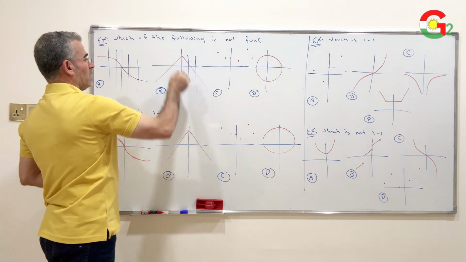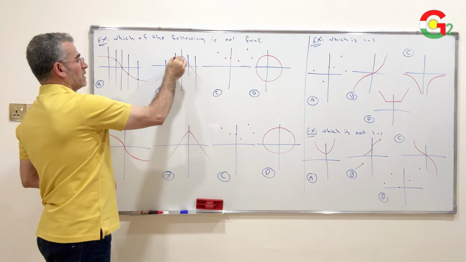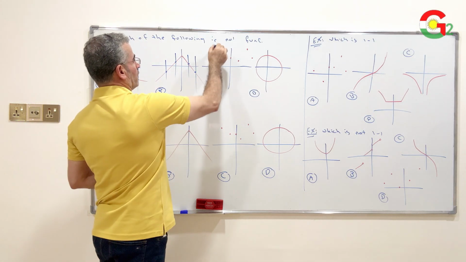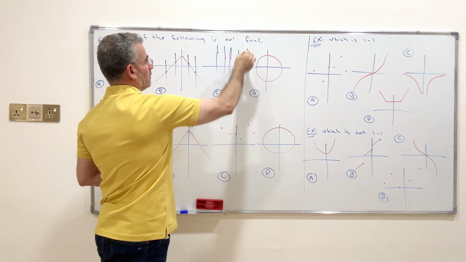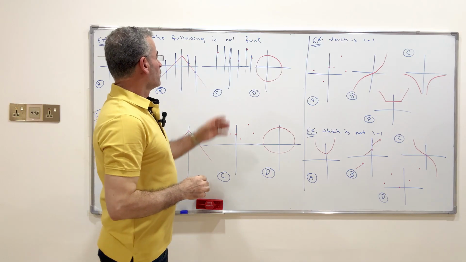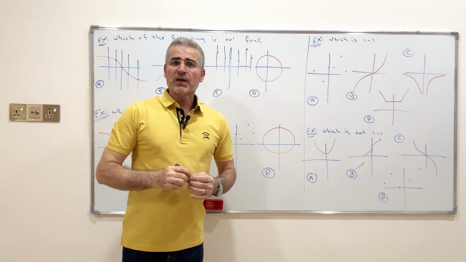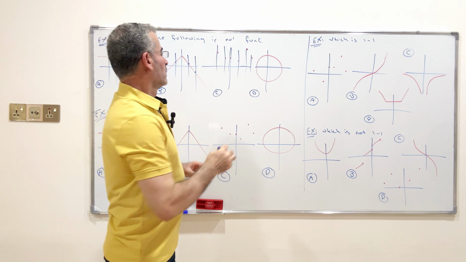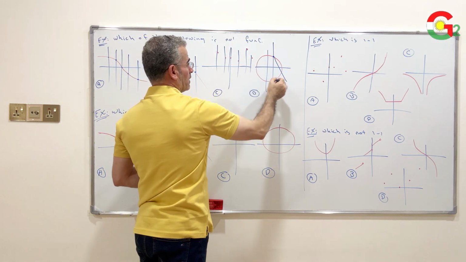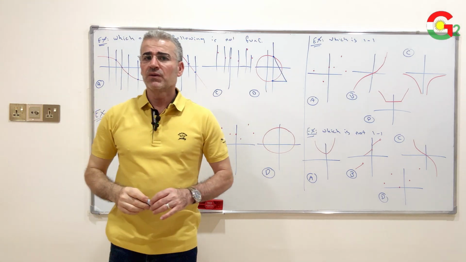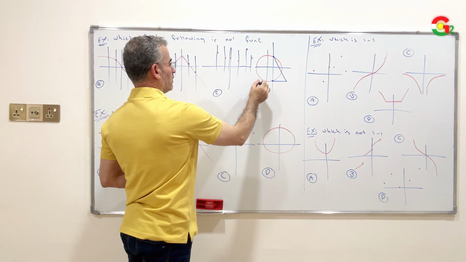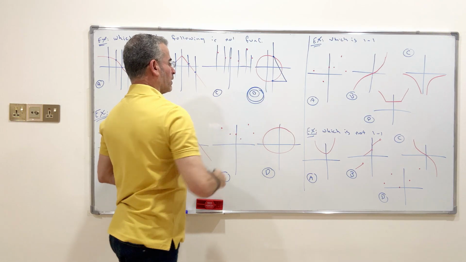If we draw a vertical line here, also we see the vertical line intersects with the graph in only one point. If we draw vertical lines here passing through any point on the graph, we see that the line intersects only with this point. But if we draw a vertical line here, we see that this line intersects with the graph in 2 points, then this graph does not represent a function. Choice number D.